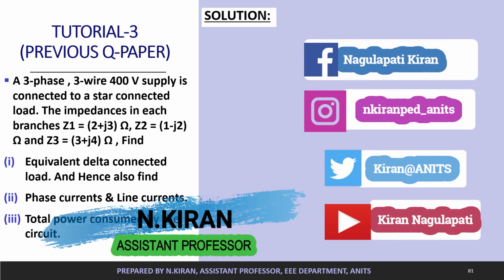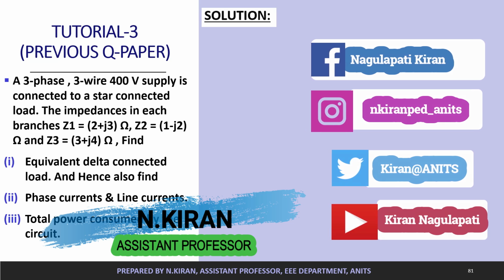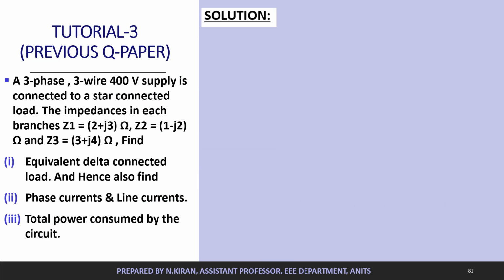Third tutorial: a three-phase, three-wire 400 volts supply is connected to a star-connected load. The impedances are given. It asks us to find the equivalent delta connected load, and for that equivalent delta connected load, it asks us to find phase currents, line currents, and total power consumed.